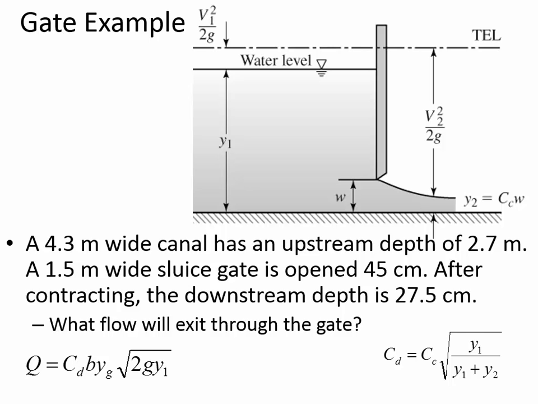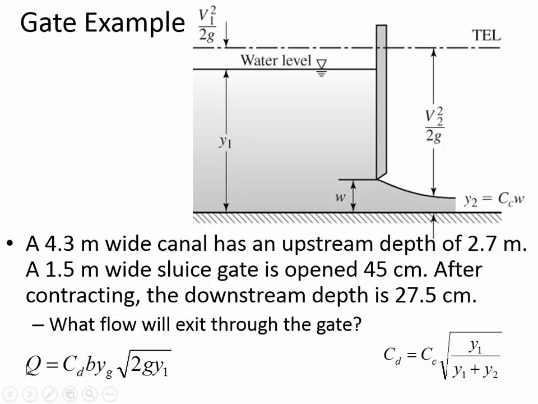So here's the gate, and this is a top view obviously that we're looking at. And so what I'd like you to do is go through the steps of trying to determine what is the flow rate through the gate when we know the gate itself, W, is the height that it's open. So 45 centimeters is the gate opening height. Then Y2, the contracted depth is 27.5 centimeters. And so with those two measurements, you can calculate the coefficient of contraction. Once you have the coefficient of contraction, you can calculate the coefficient of discharge, C sub D. And then from there, you can calculate the flow rate.